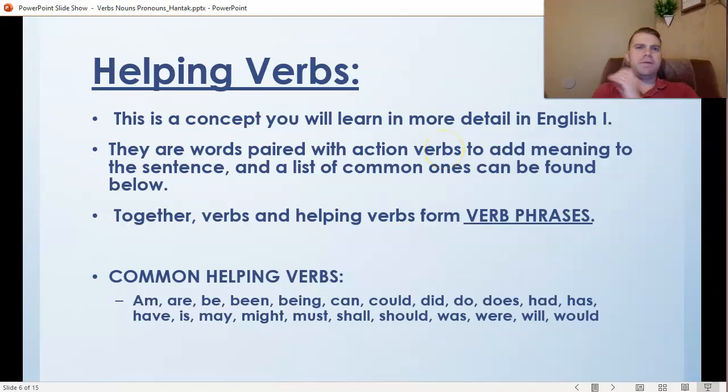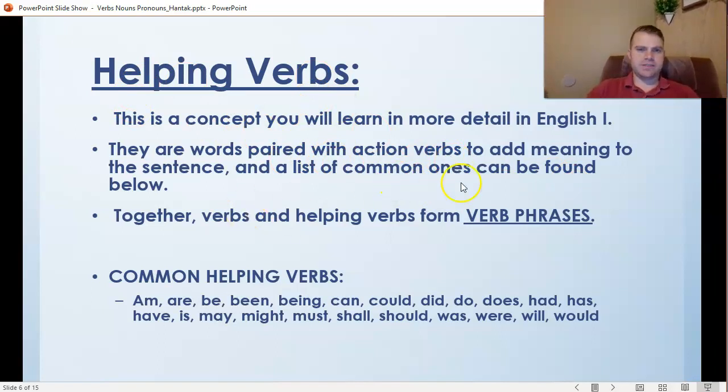Helping verbs. Now, helping verbs themselves are not verbs, and this is a concept you'll learn a little bit more in English 1. So this is kind of just a bonus for you guys here. Helping verbs are words that get paired with action verbs, and they just change the meaning of the sentence a little bit.